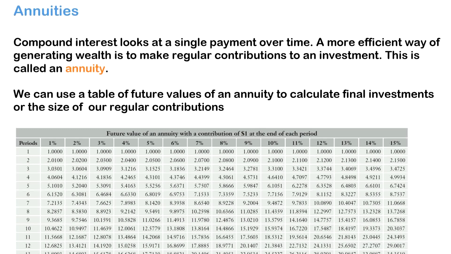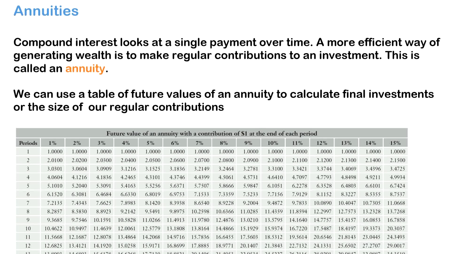In this video, we're looking at annuities. Previously, we've covered compound interest, which looks at a single payment over time and how much interest that single payment makes. Now, obviously, a more efficient way of generating wealth is to make regular contributions to an investment. This is what we call an annuity.